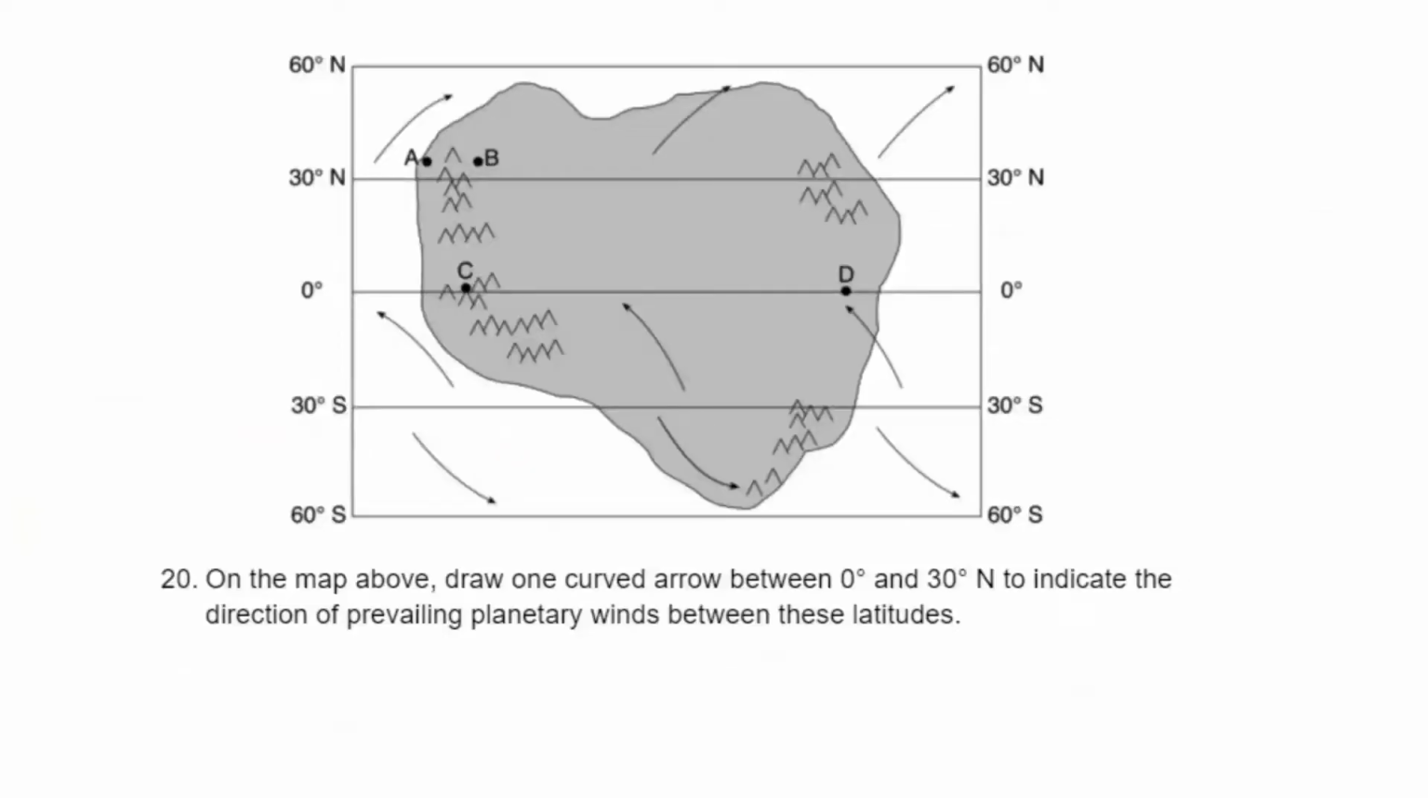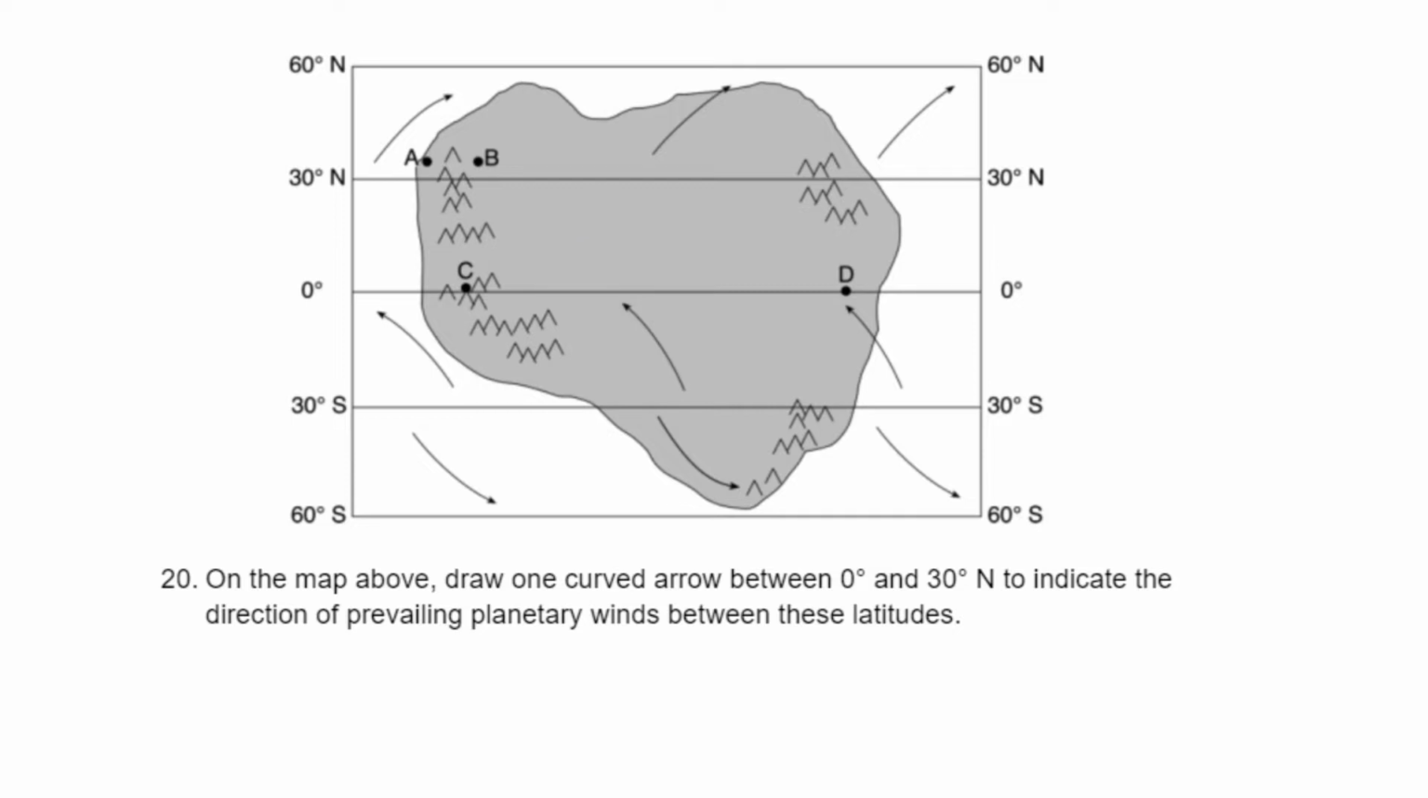Pause this video, try number 20. On the map above, draw one curved arrow between 0 and 30-degree north to indicate the direction of prevailing planetary winds between these latitudes. So, which way do you think the winds will blow? Draw an arrow.